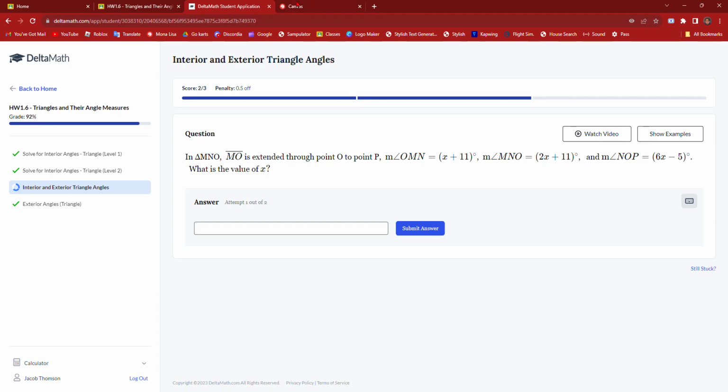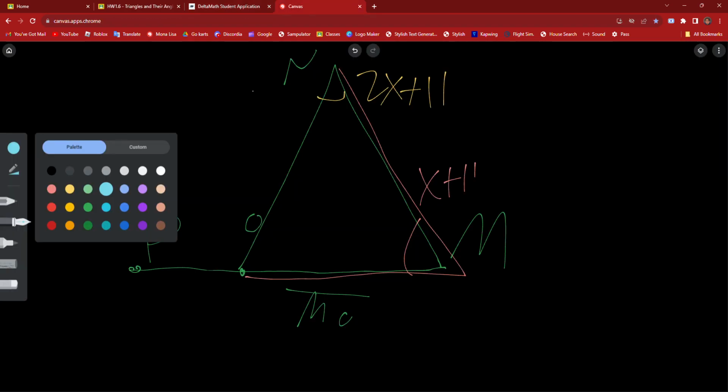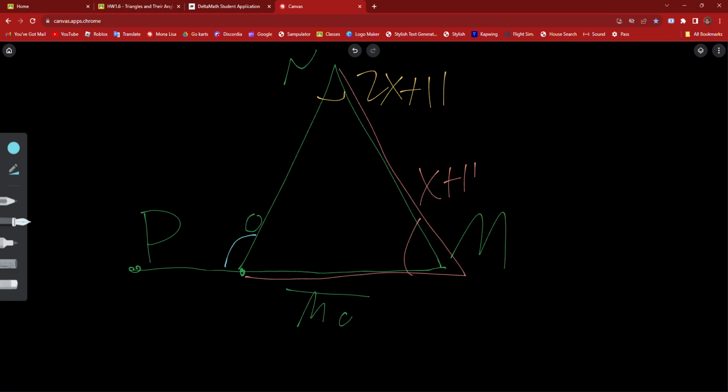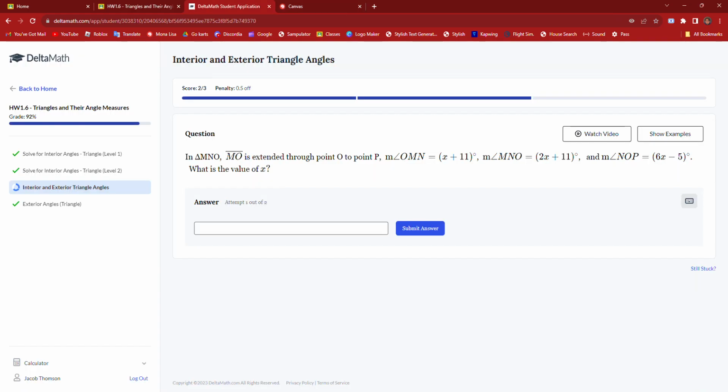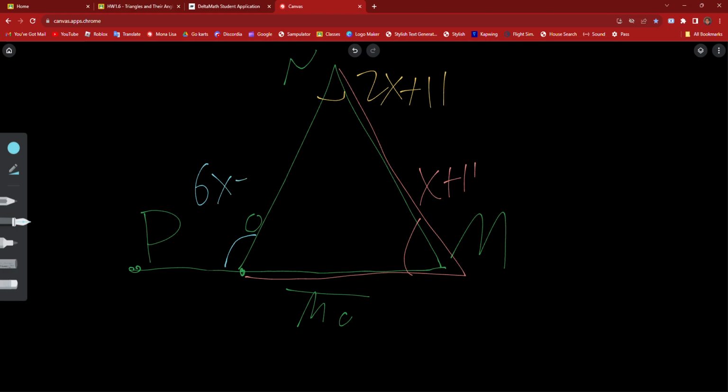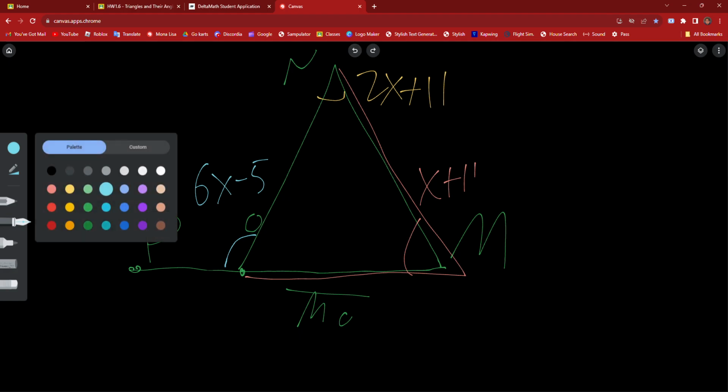NOP is 6x minus 5. So this is NOP, okay? This is what we're solving for. Well, not necessarily. In the situation where you were asked to solve for the angle, that would be the angle you would be asked to solve for because it is an exterior angle that they're looking for. And you're only going to solve for the angle that is listed, like, if they say solve for M and O, you're going to solve for them and substitute whatever number for x here, in 2x plus 11. So now we're going to get to the math part of it, which you're also going to hate.